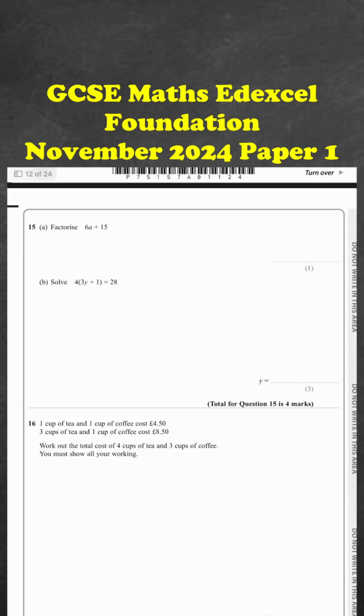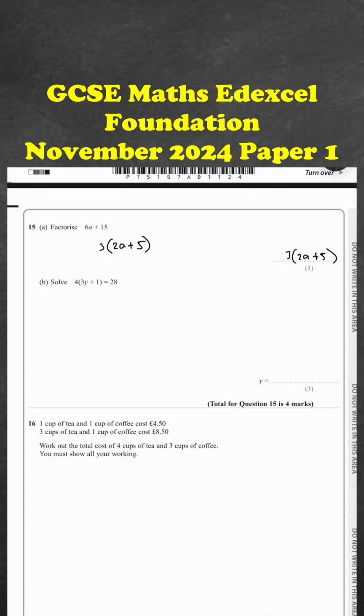Question number 15. Factorise 6a plus 15. Well, I can see that the number 3 goes into 6 and 15. There are no a terms on the second term, so we're going to take a 3 out, and that is the best we can do for the factorising, and get 3 lots of 2a plus 5.